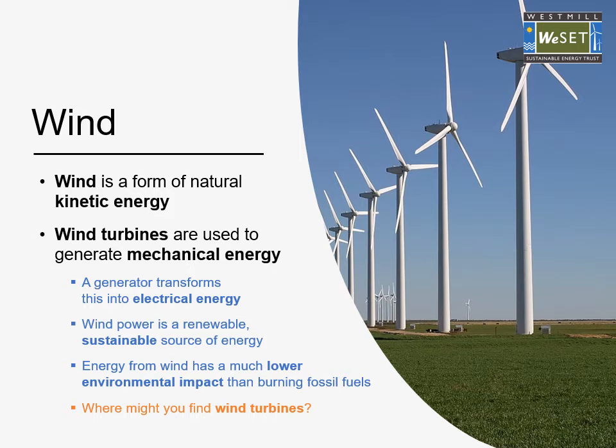So let's start with wind, which is a form of natural kinetic energy. Remember kinetic energy, which is the energy of movement. So the movement of the wind causes the blades of the turbine to rotate, generating mechanical energy. After this, a generator inside the turbine transforms this into electrical energy. Now it's renewable because by using this we don't use up the wind, and sustainable because we can keep using it without fear of doing so.